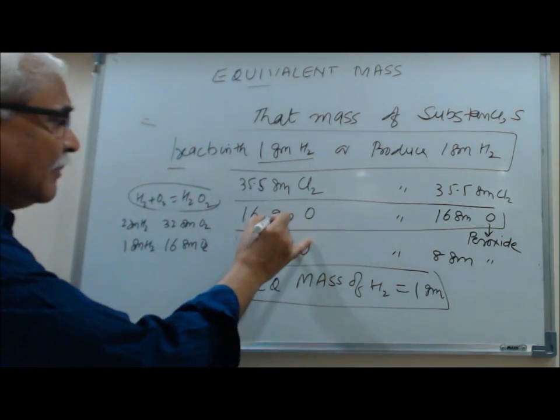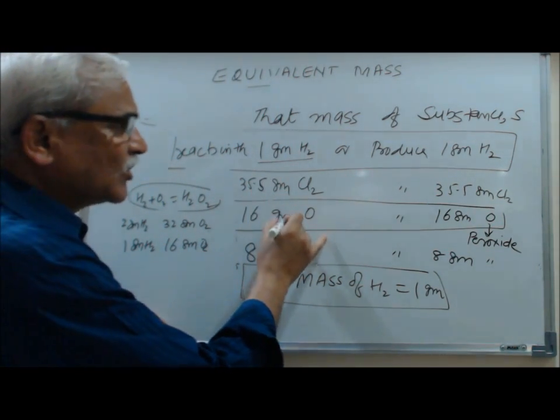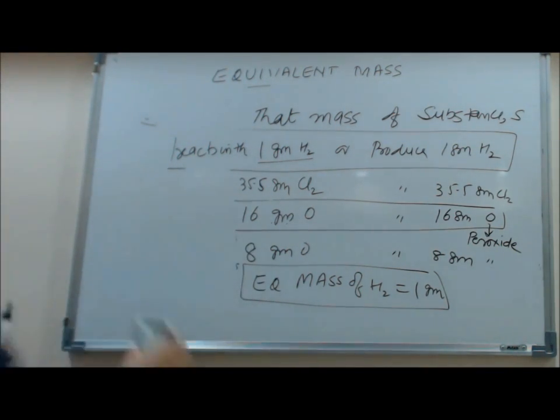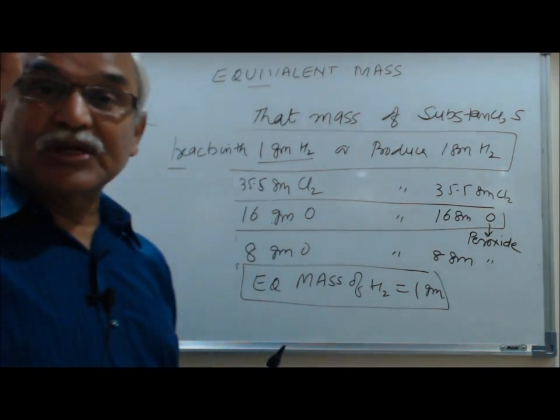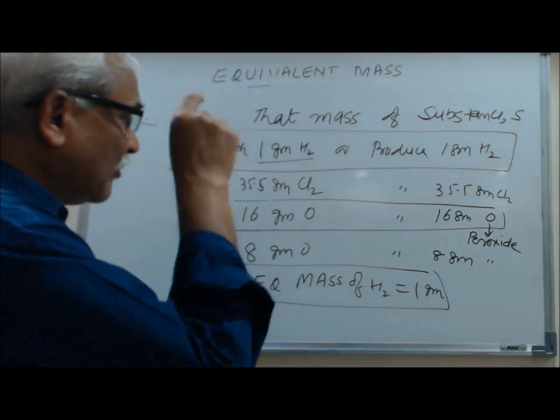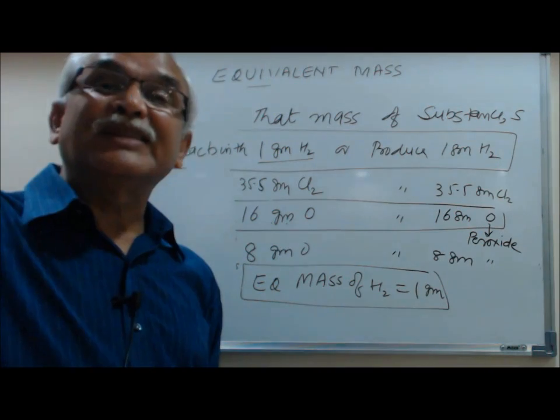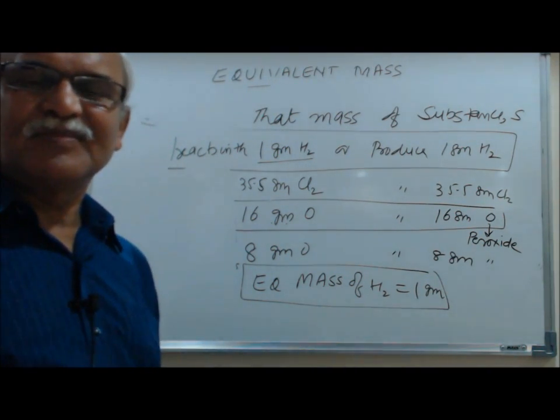So because 16 gram happens to be the equivalent mass of oxygen in a peroxide, when it is a formation of peroxide, that mass of the substance which reacts with 16 gram oxygen to form a peroxide will become the equivalent mass of that substance. Are you getting the point?